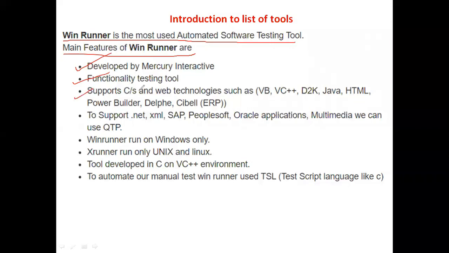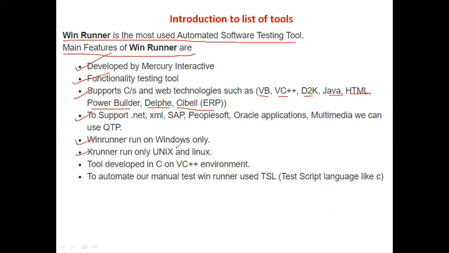It supports client-server and web technologies such as VB, VC++, D2K, Java, HTML, PowerBuilder, Delphi, and Siebel ERP. So these support client-server and web technologies. It also supports .NET, XML, SAP. So all these are the different technologies we are going to use to develop software. WinRunner runs on Windows only.